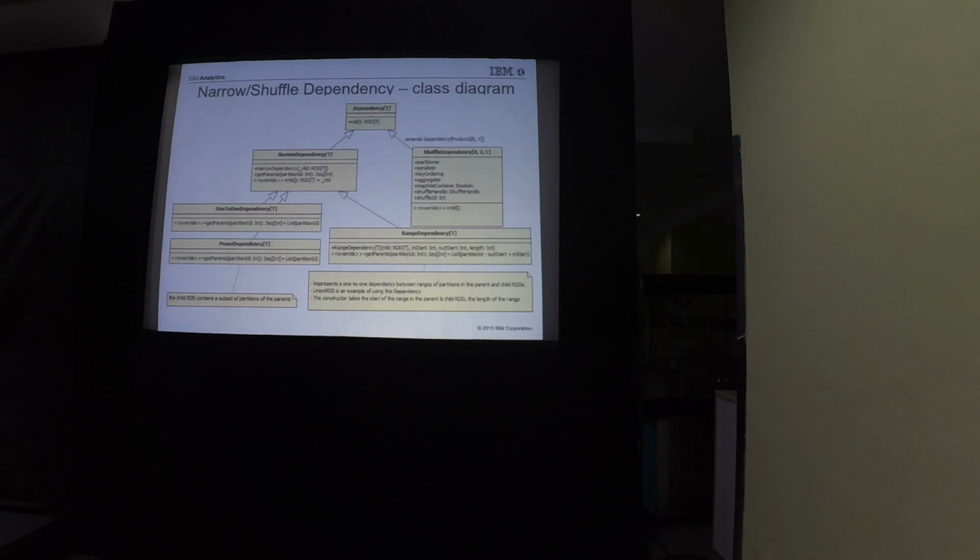The second one is PruneDependency. Prune dependency is, let's say, the way you partition. There are different types of partitioners which are available, based on which you can partition.